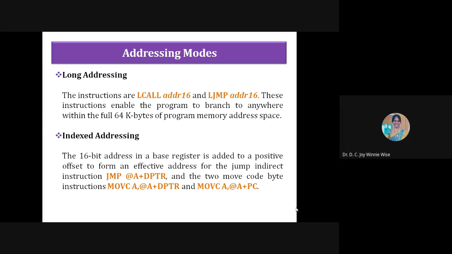Long addressing means we can transfer the control anywhere within the 64K bytes of program memory. And index addressing is where some program offset value will be added to that memory location, and from that memory location we can transfer the data. Okay, so that's all about this index addressing.